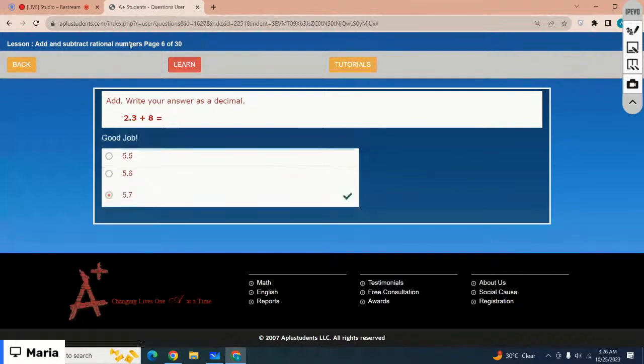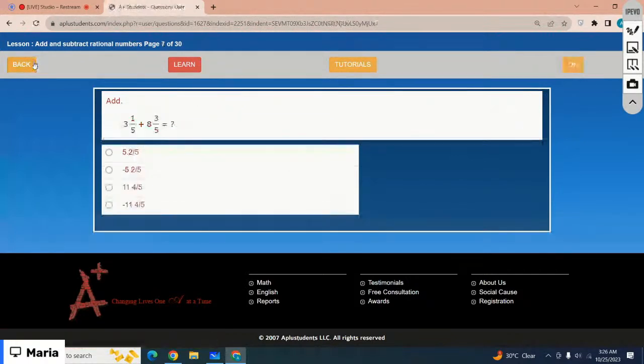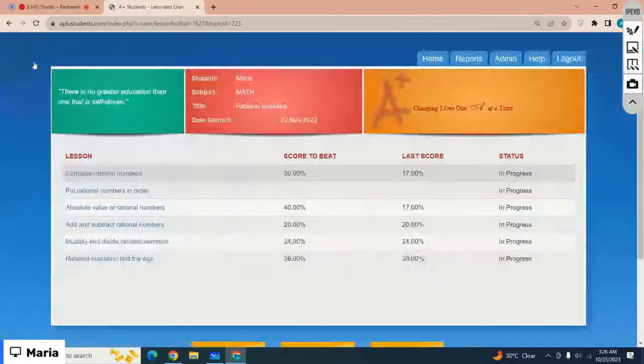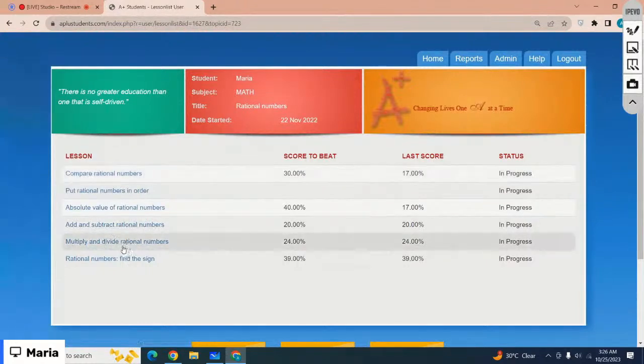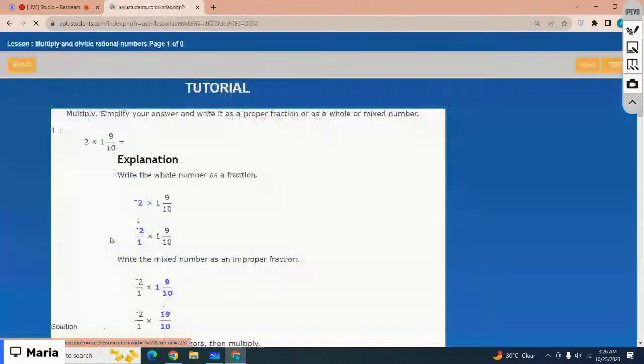Okay, you can complete the lesson by yourself later today. Let me just move on to the next lesson. And the next lesson is multiply and divide rational numbers. Okay, let's just start with the test question.